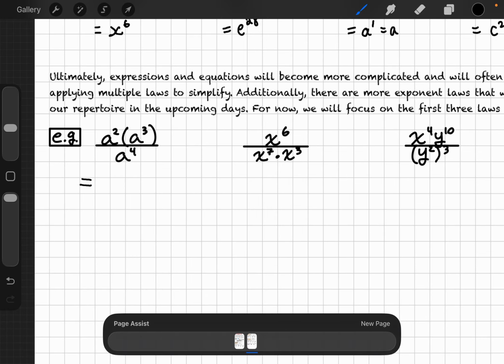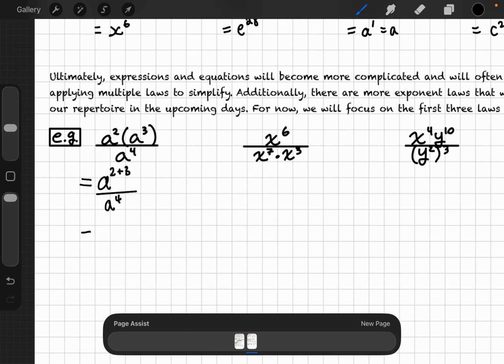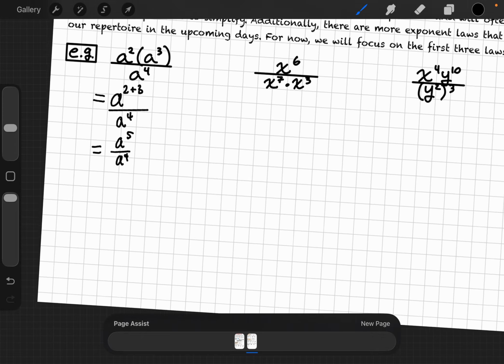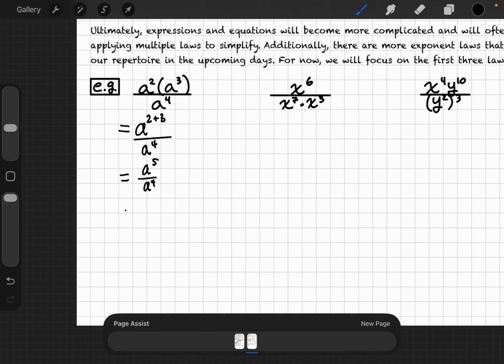So a to the power of 2 times a to the power of 3 is the same thing as a to the power of 2 plus 3. Remember? Over a to the power of 4. Which is the same thing as a to the power of 5 over a to the power of 4. Now, we apply the quotient law to simplify this. So this is the same thing as a to the power of 5 minus 4, which is the same thing as a to the power of 1, or just a.